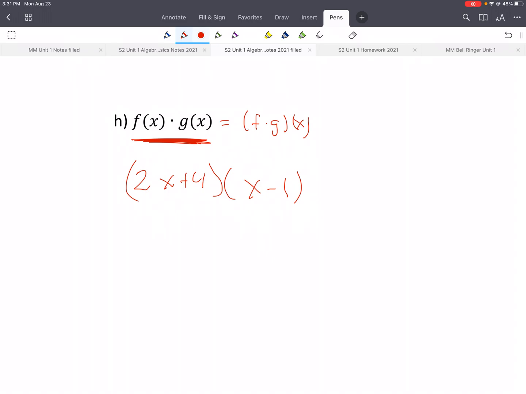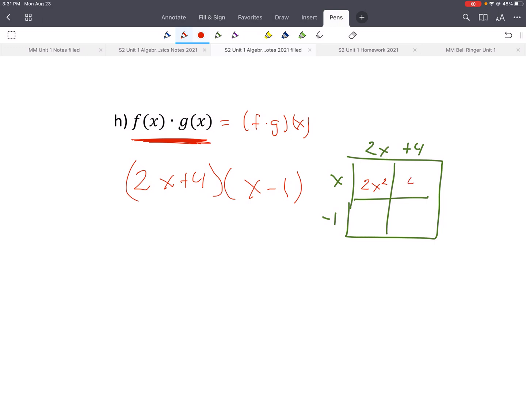Okay, and I also mentioned we could do this using a box. So I'm just going to do this one this way. So 2x plus 4 and x minus 1. So all we need to do is do a multiplication table. So 2x squared, because x times x is x squared. X times 4 is 4x. 2x times -1 will give us a -2x. And then -1 times 4 is a -4. So then we just need to write it down. So 2x squared, that's our only x squared. And then we have our 2 x's that give us 2x. And then minus 4.